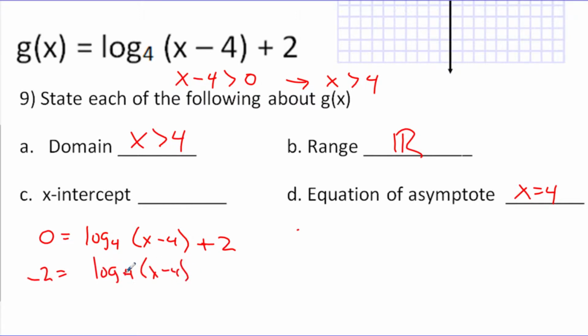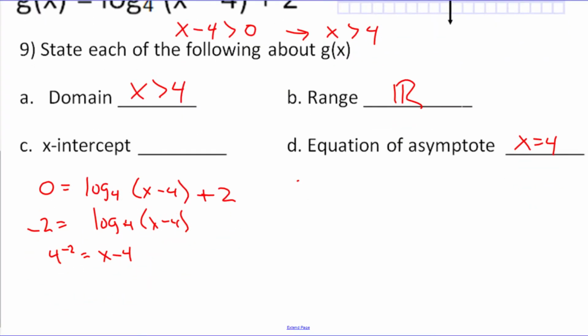Now I'm going to do my change, turning this into exponential. 4 to the negative 2 is equal to x minus 4. Then I'm going to use the calculator to turn this into a decimal, though you can leave it as a fraction, 1 over 16. If we want a decimal, 4 to the negative 2 is 0.0625. So I'll do the conversion, 0.0625 equals x minus 4. Then I'm going to add 4 to both sides, and it becomes 4.0625. And this is my x-intercept. So I'm claiming if we go to 4.0625, comma 0, that's where this graph should cross the x-axis.